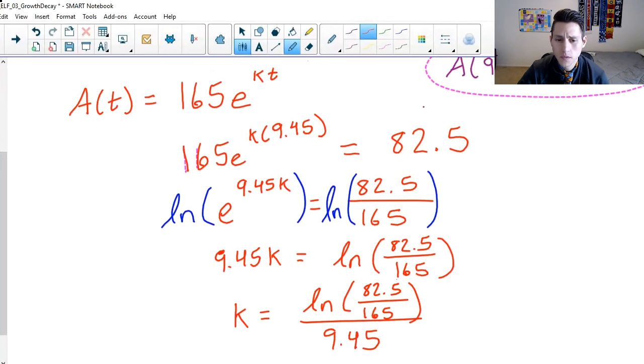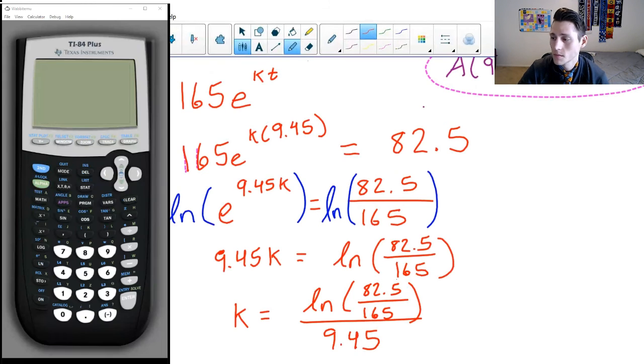And then finally, substitute that all in. Alpha y equals, to make the fraction, natural log of 82.5 over 165, the denominator 9.45.